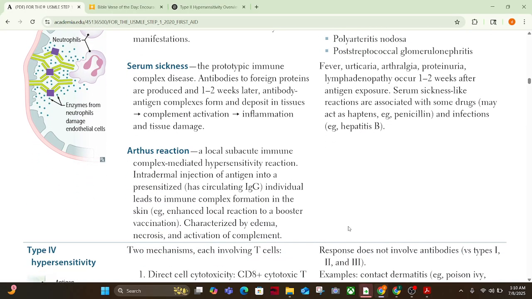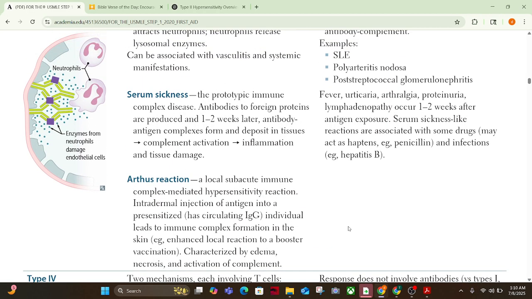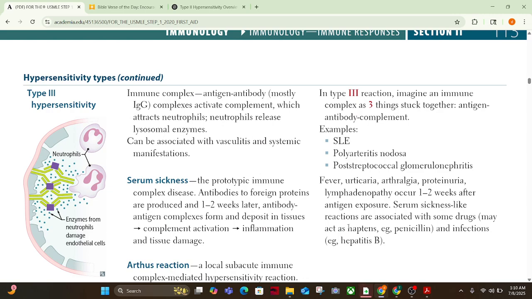Arthus reaction is a local subacute immune complex mediated hypersensitivity reaction. Intradermal injection of antigen into a pre-sensitized individual who has circulating IgG leads to immune complex formation in the skin. It is an enhanced local reaction to a booster vaccine characterized by edema, necrosis, and activation of complement. In a type 3 reaction, imagine an immune complex as three things stuck together: antigen, antibody, and complement. Examples: SLE, polyarteritis nodosa, and poststreptococcal glomerulonephritis.